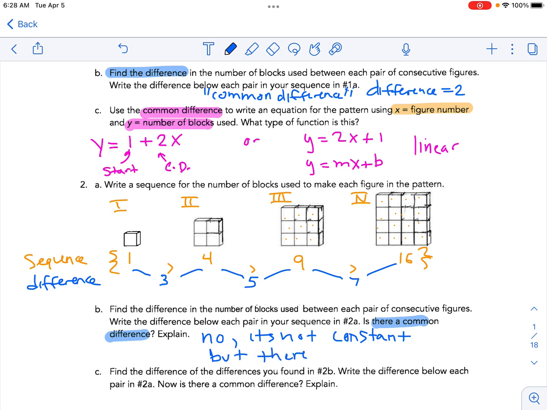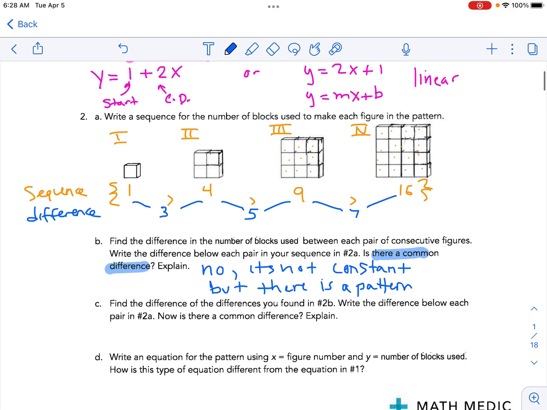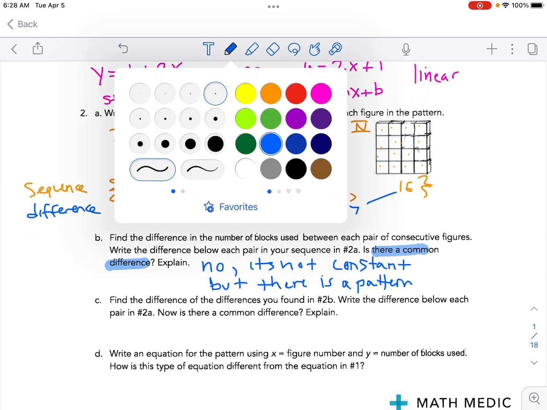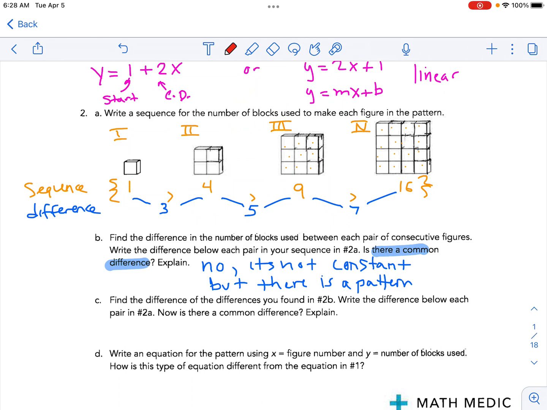But there is a pattern. If you look at that pattern, it goes 3, 5, 7. So that's kind of interesting. And so let's take a look at the next step then.